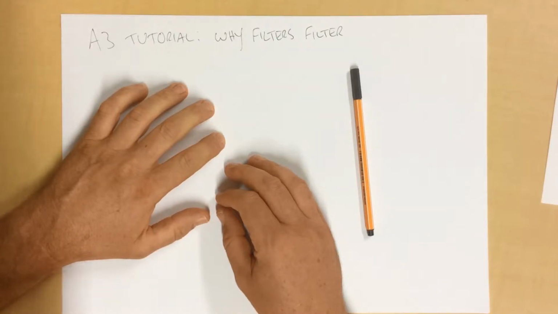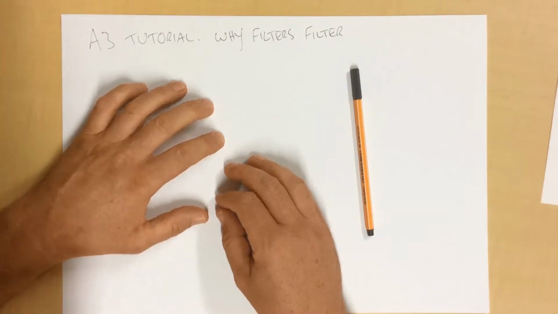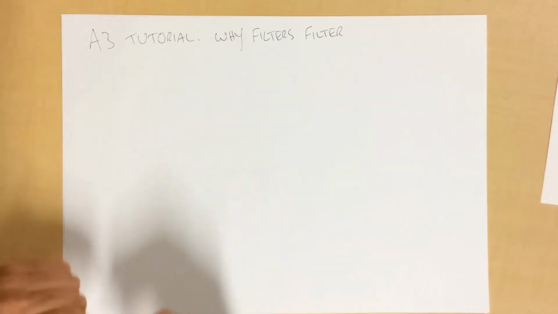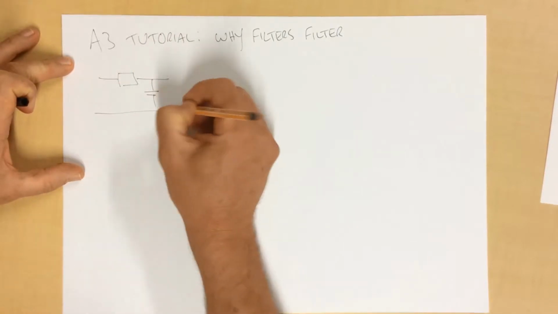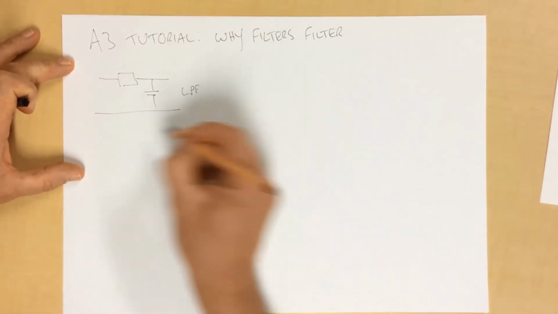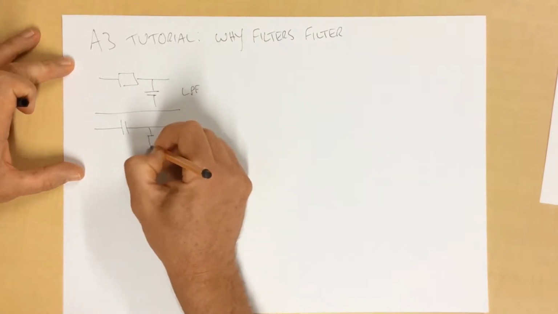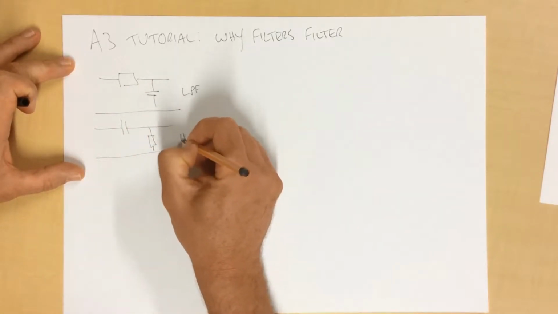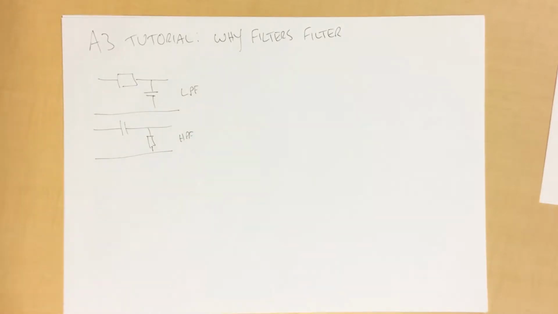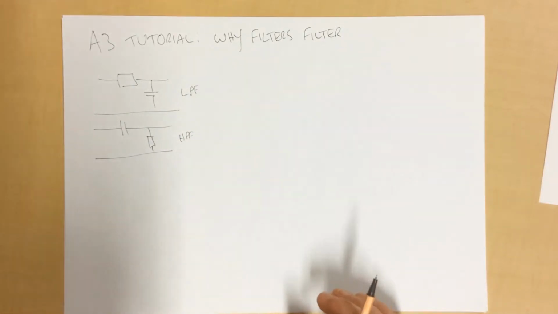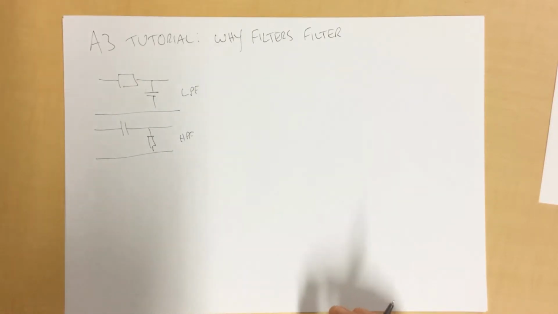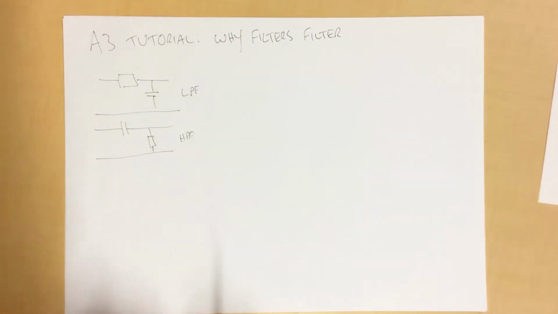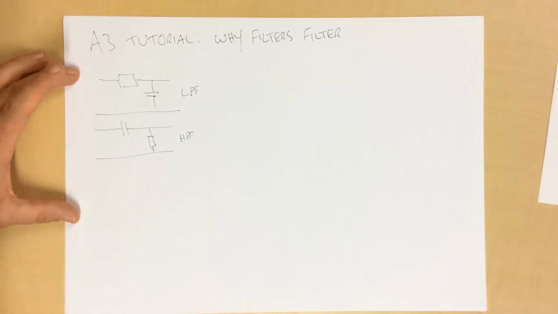In this A3 tutorial, we're going to look at why filters actually filter. Now, most students are quite well aware that this here is a low-pass filter and that this is a high-pass filter. And most students know the cutoff frequency, and they can do all that sort of stuff. The question is, why do filters actually filter? And this is a question that some people simply cannot answer. So I'm going to provide you a simple explanation of why a filter actually filters.